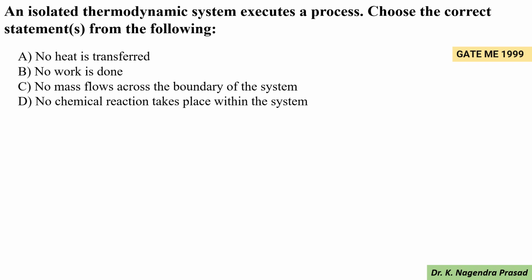So the next question is: an isolated thermodynamic system executes a process. Choose the correct statements from the following. No heat is transferred. We know that in an isolated system there is no heat transfer, no work done, and no mass flow across the boundary of the system. So these three are correct. No chemical reaction takes place within the system: no, it is wrong. So except option D, the remaining three are correct.